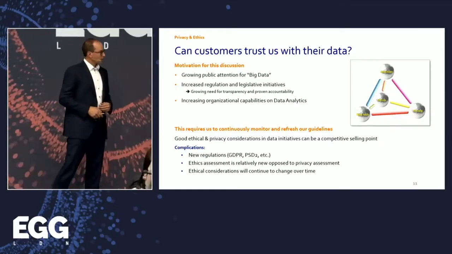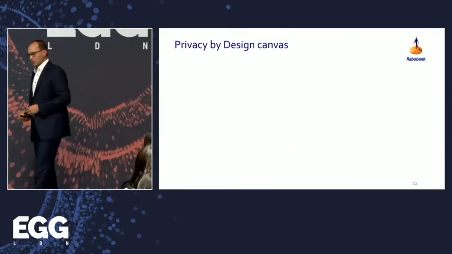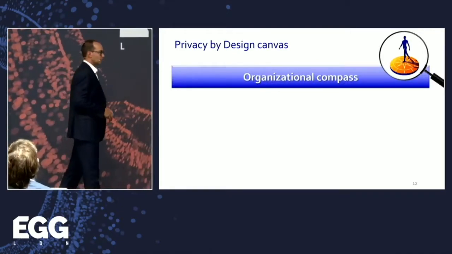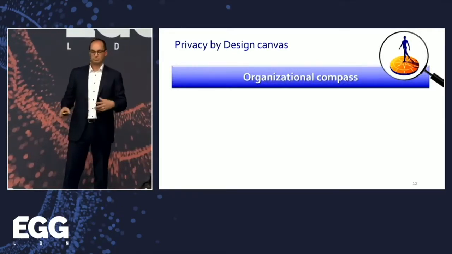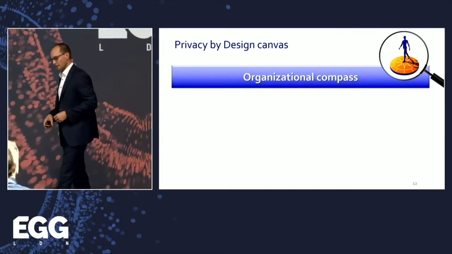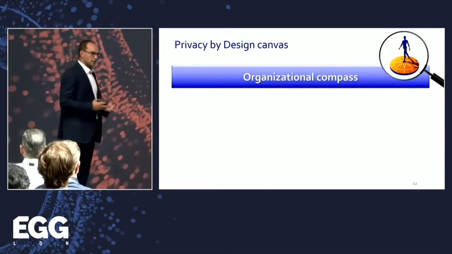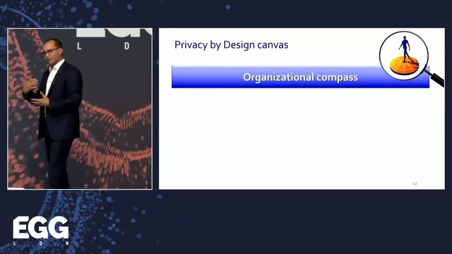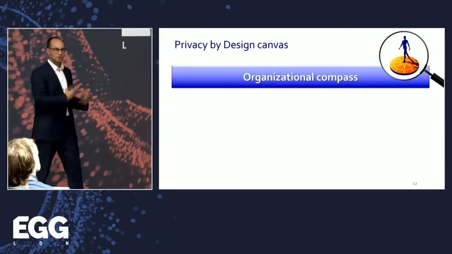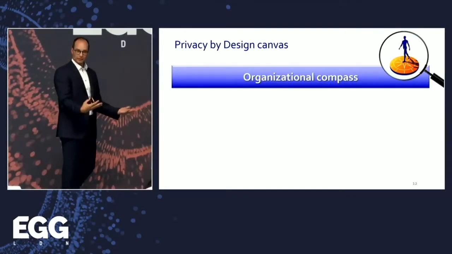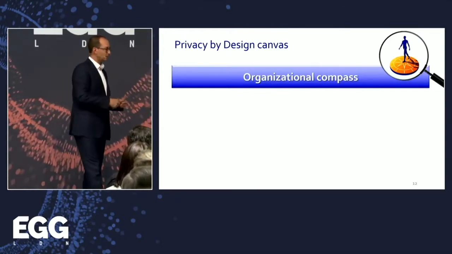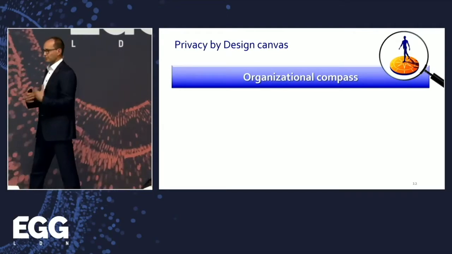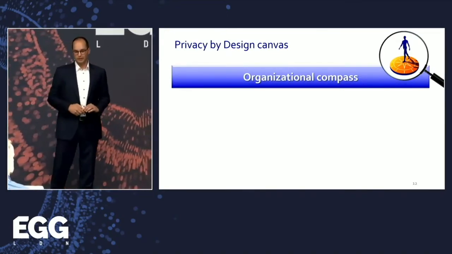Within the bank, we've set up what we call a privacy by design canvas. We have set up an organizational compass. We also have a compass in our logo. The organizational compass will tell our employees, the people who work with us, how we think they should behave towards clients and how they should behave towards each other. Because we work with client data, but we also work with employee data within the bank. So the compass gives you an idea: this is how we work within the bank.